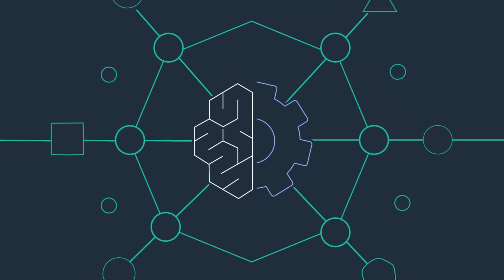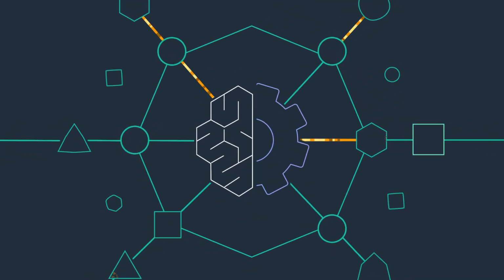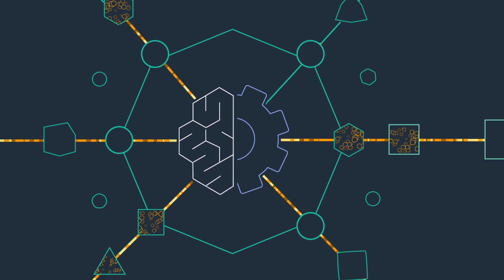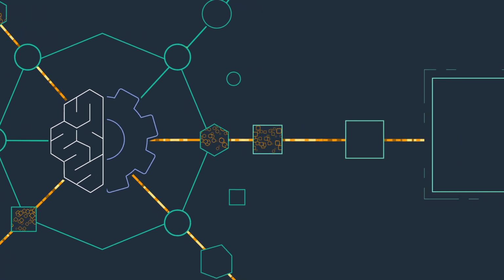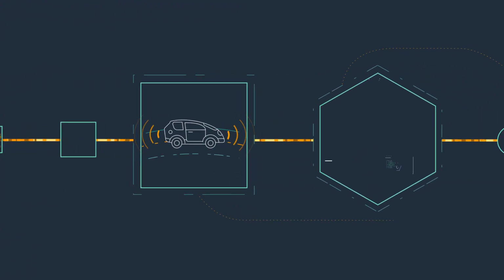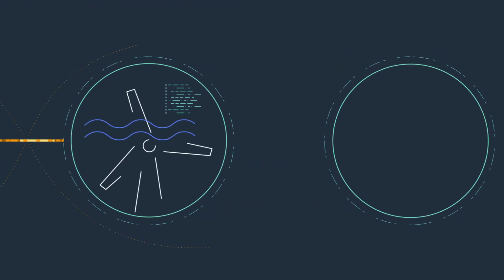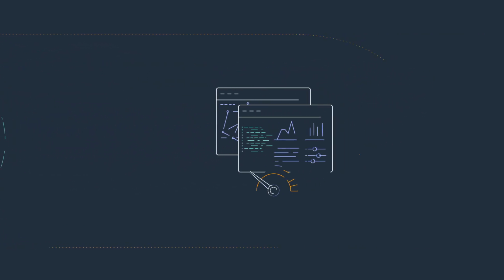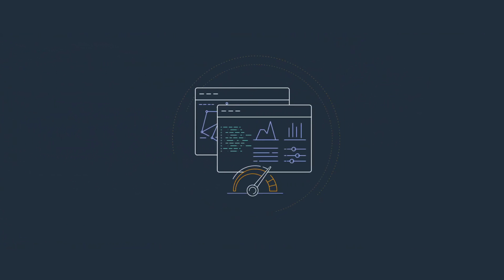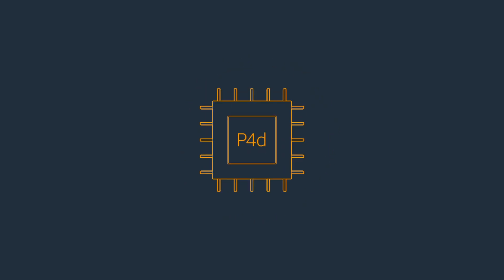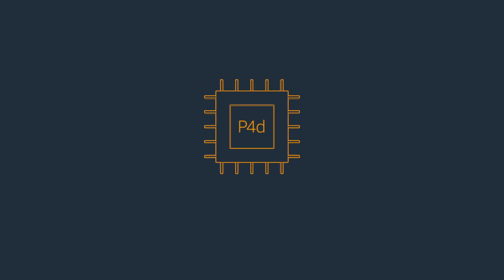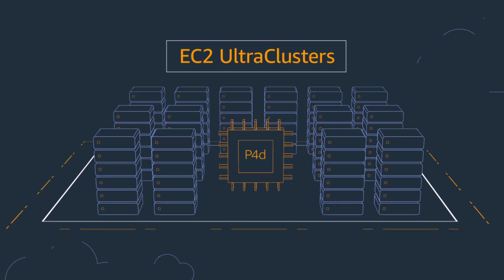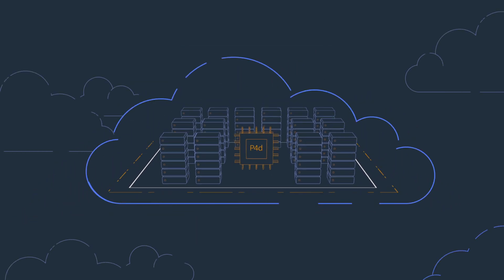Both the machine learning and high-performance computing landscapes are quickly evolving, enabling researchers to use tremendous amounts of data to solve increasingly complex problems, from autonomous vehicles and weather modeling to computational fluid dynamics and genomics research. For these applications, customers need the most powerful compute solution available. Introducing EC2 UltraClusters of P4d instances, one of the world's most powerful supercomputers available on demand in the cloud.